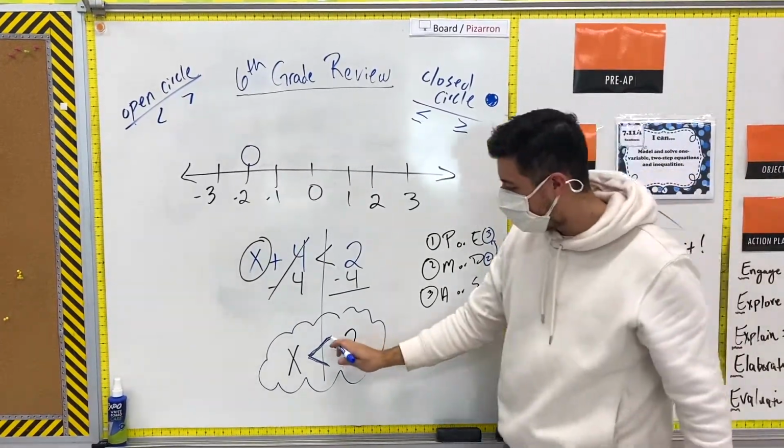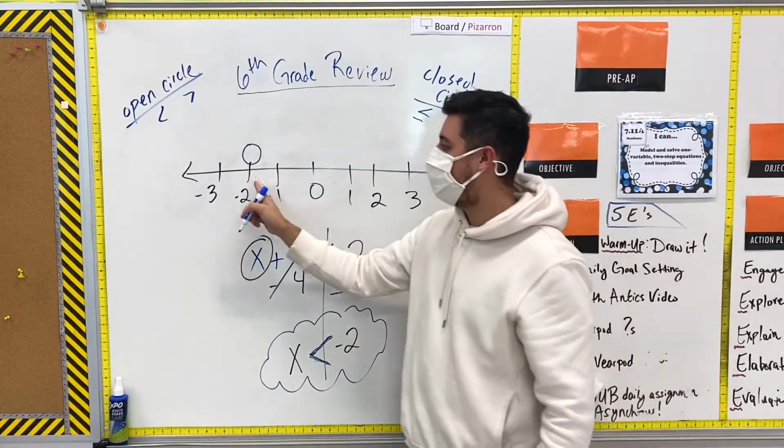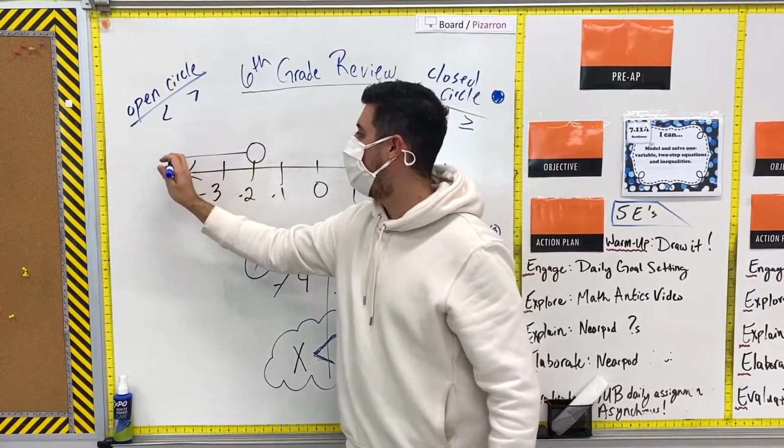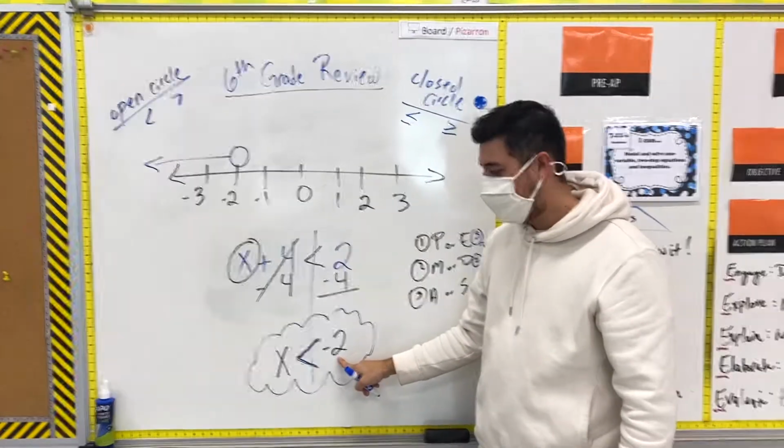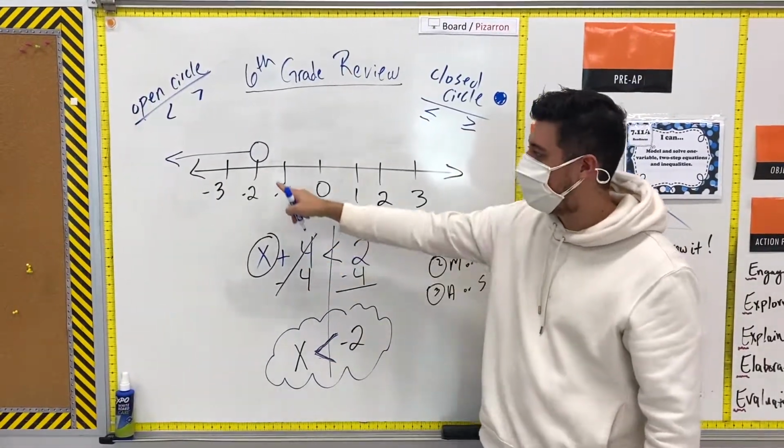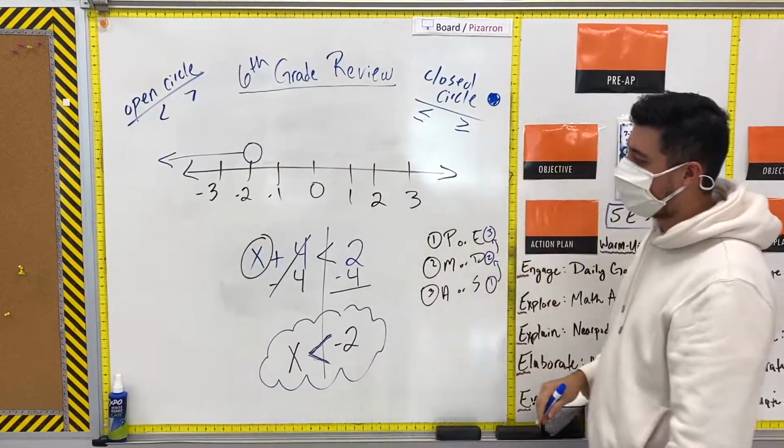In this case, it's just a less than, so we have less than negative 2. So we're going to draw an arrow going this way. Can it be negative 2? No, only less than negative 2. So that circle stays open.